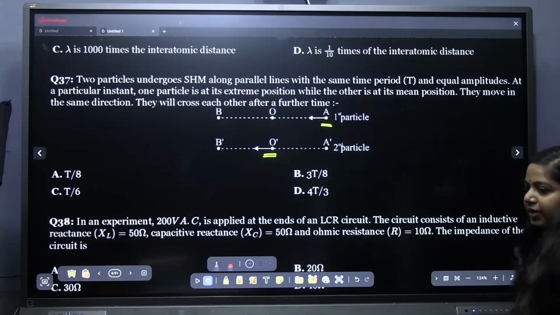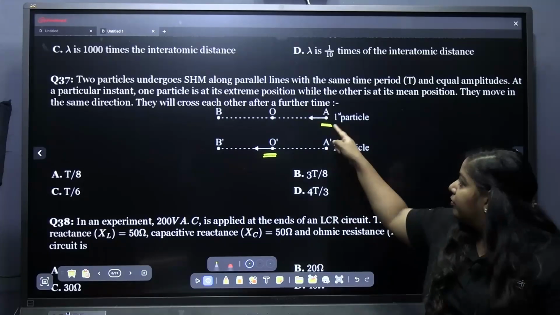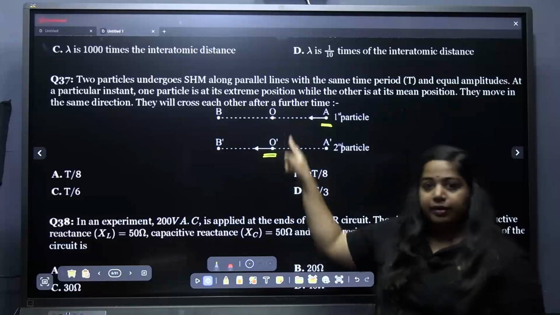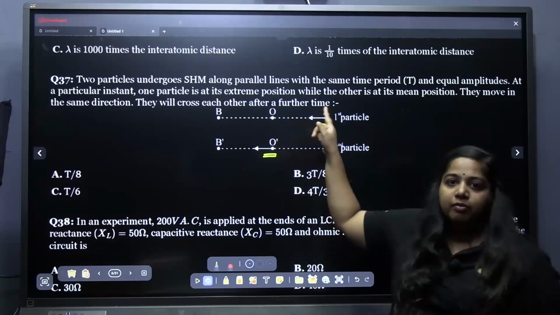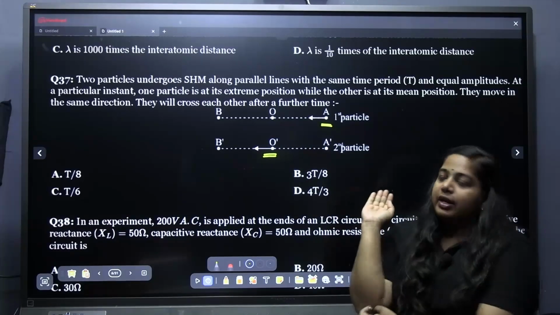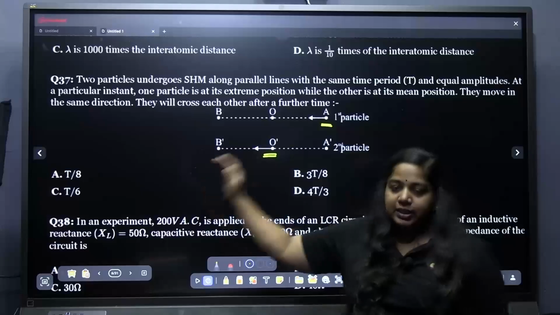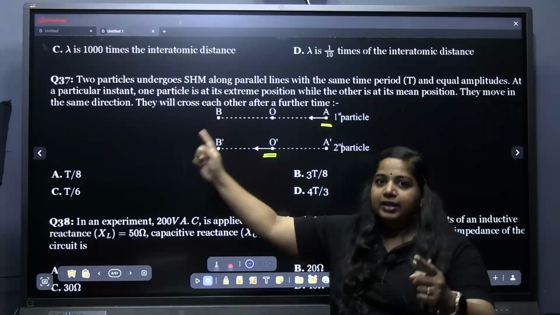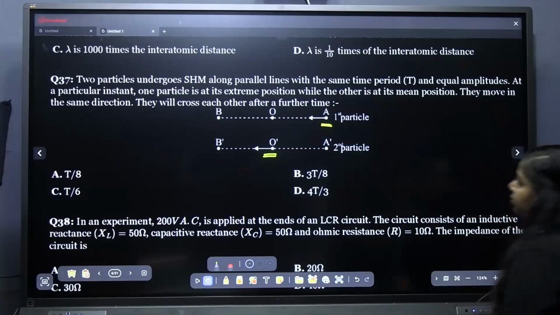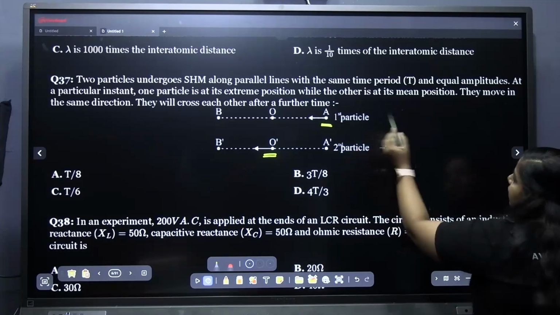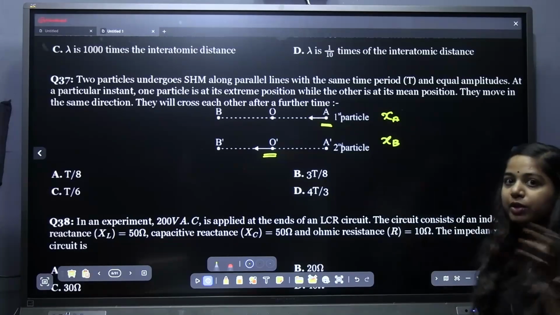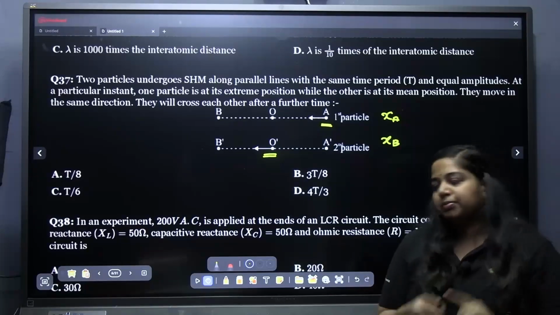We are starting to observe two particles. One particle is here, one particle is in the mean position. They are executing SHM about the mean point. So when t equal to 0, particle A is at extreme position, particle B is at mean position. Now when they oscillate, both are moving in this direction. At some time they will both be at the same position. We have to find that time. So we have to equate the displacement of A and the displacement of B. Same position means both will have the same displacement.